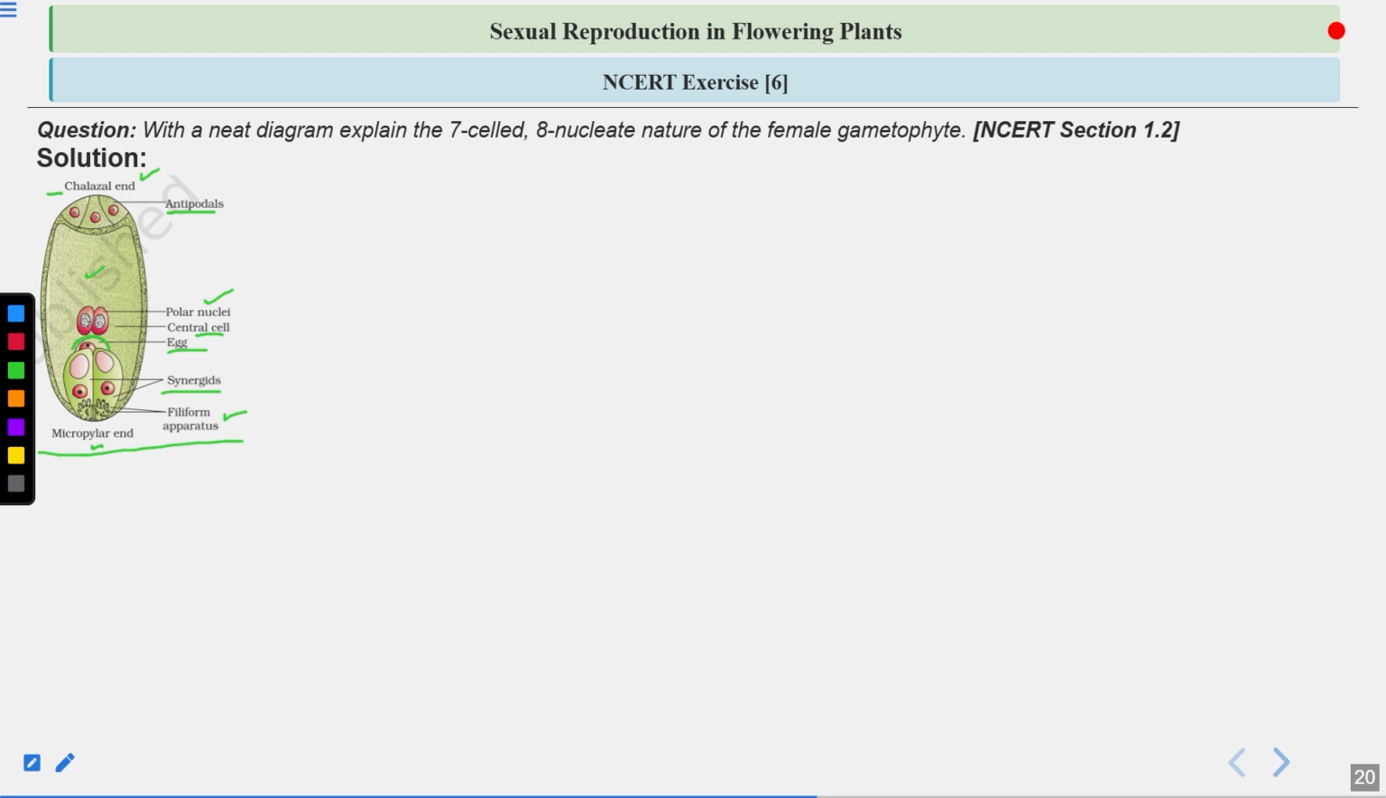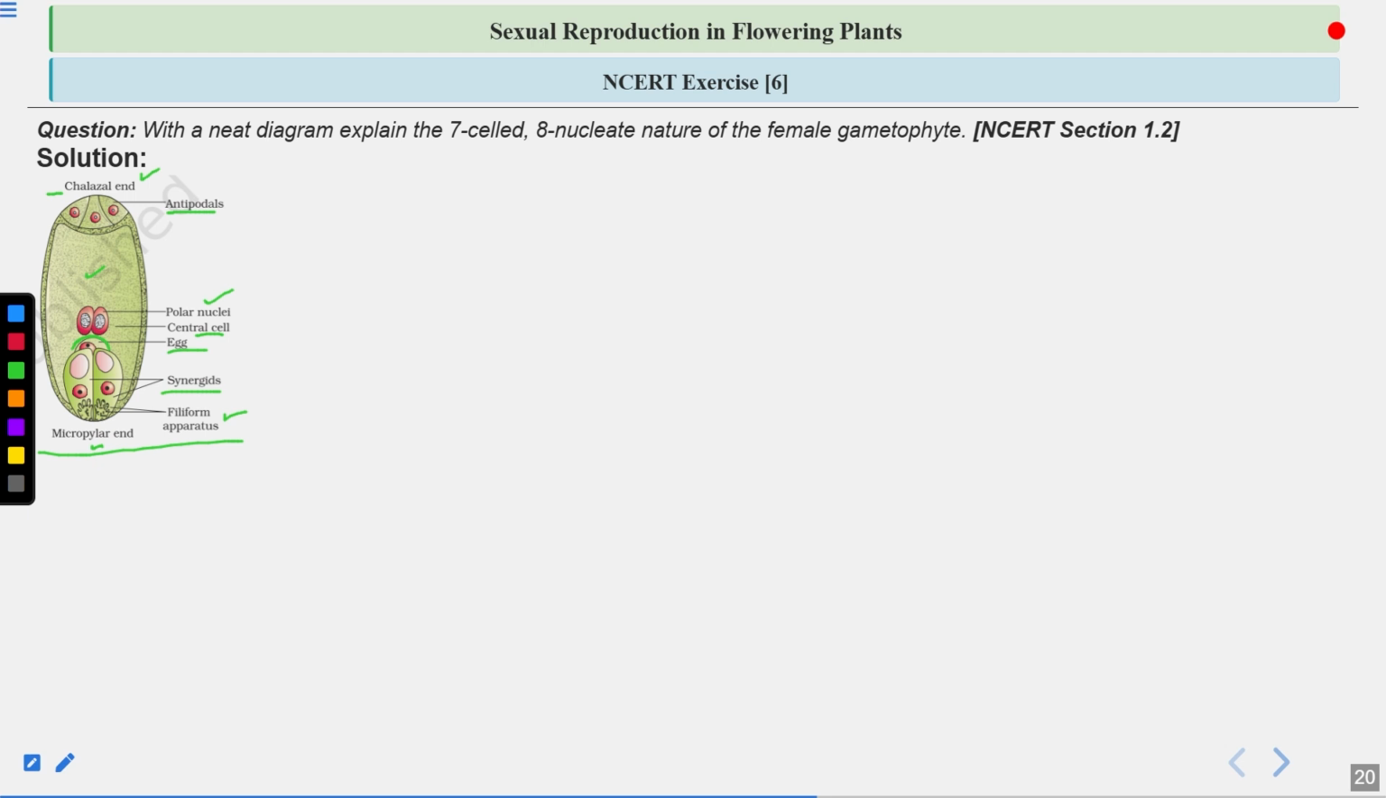So when this functional megaspore nucleus divides, it forms the 8 nucleate structure, and later this 8 nucleate structure is transformed into the 7-celled and 8 nucleate structure. So this is that particular female gametophyte or the embryo sac. So all the cells you see here in the case of the embryo sac are haploid. So don't get confused.